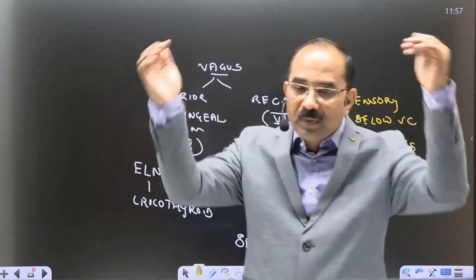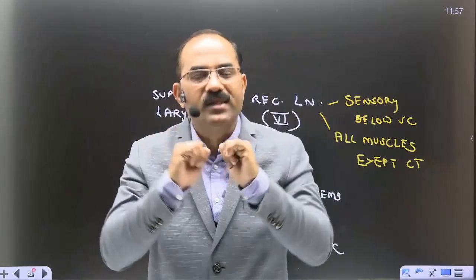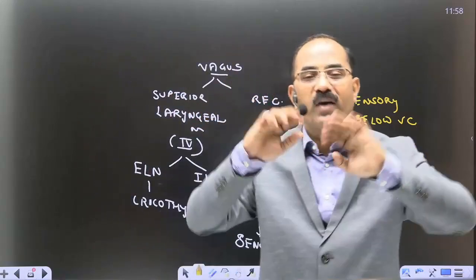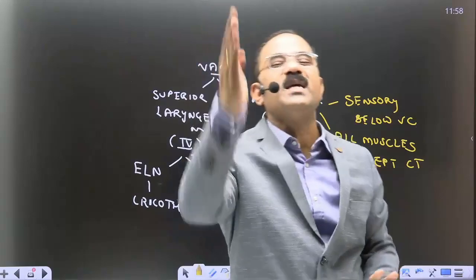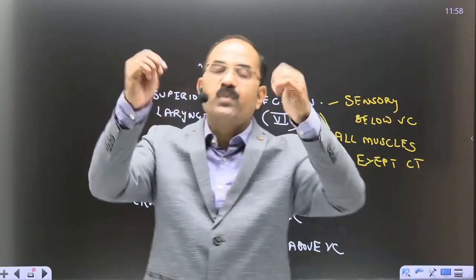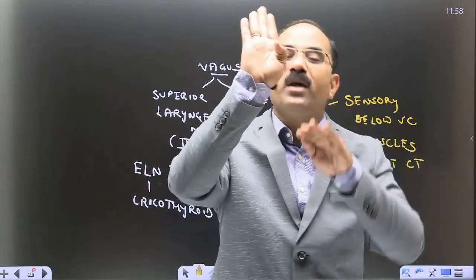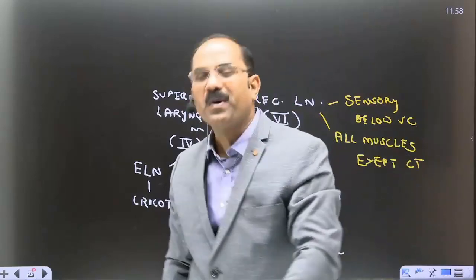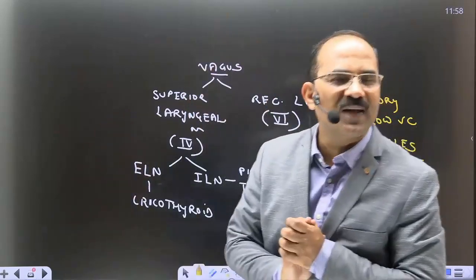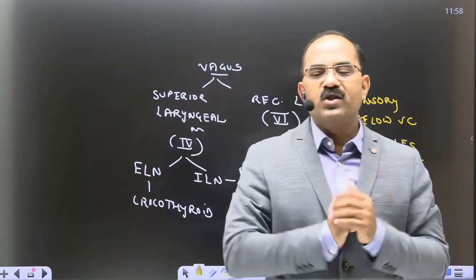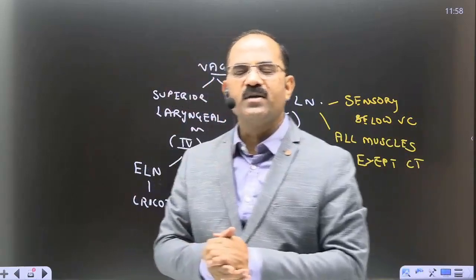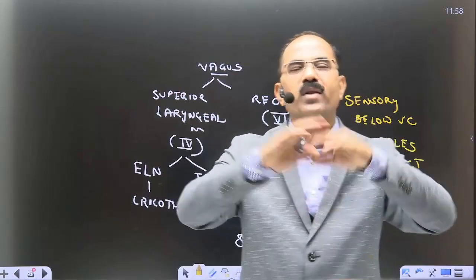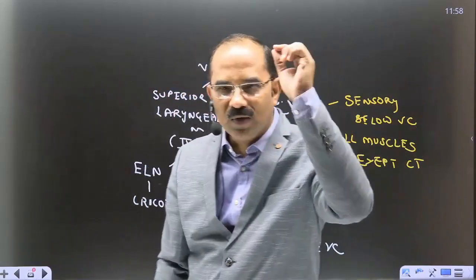Internal laryngeal nerve pierces the thyrohyoid membrane, now goes inside between the middle and the inferior constrictor, enters the hypopharynx, then goes to the larynx, supplies the sensory supply of the larynx above the vocal cords. We go up, up, up. We come to the epiglottis. In front of the epiglottis is the posterior most part of the tongue, which is also supplied by internal laryngeal. The recurrent laryngeal nerve, sixth arch, supplies the sensory supply below the vocal cords. It also supplies all the muscles of the larynx except cricothyroid.